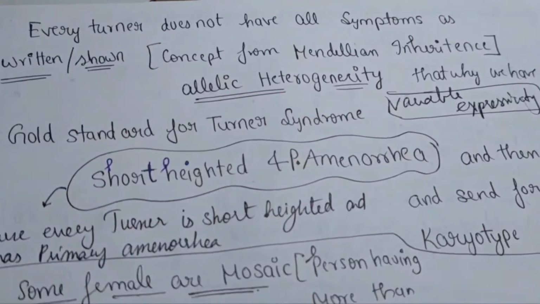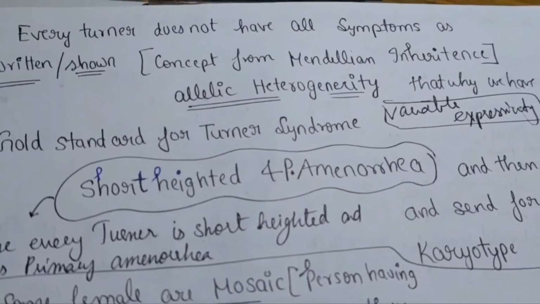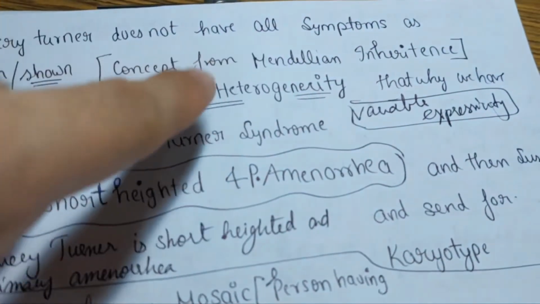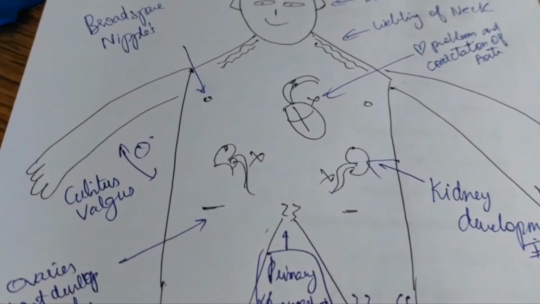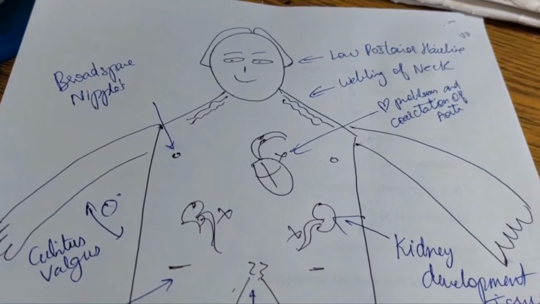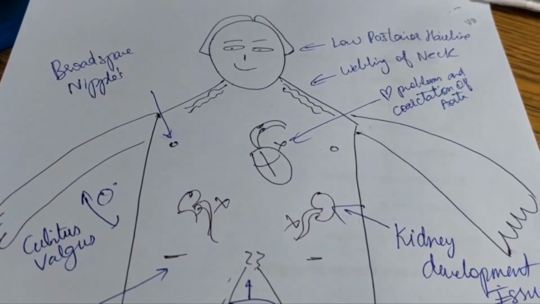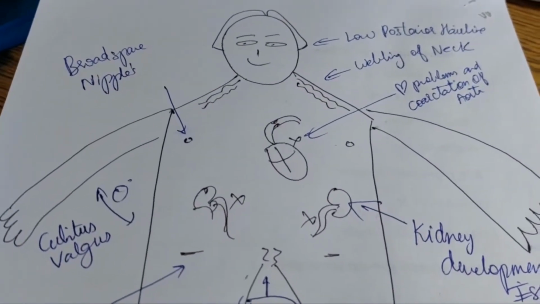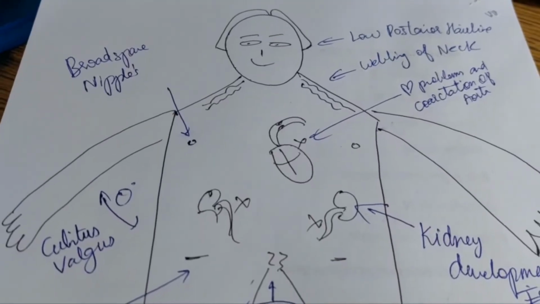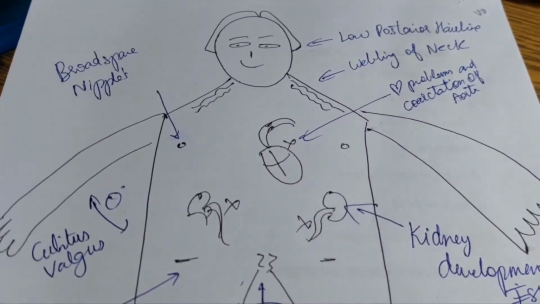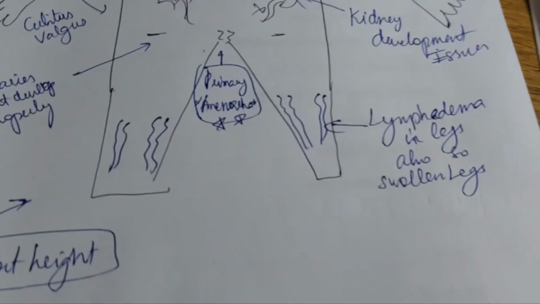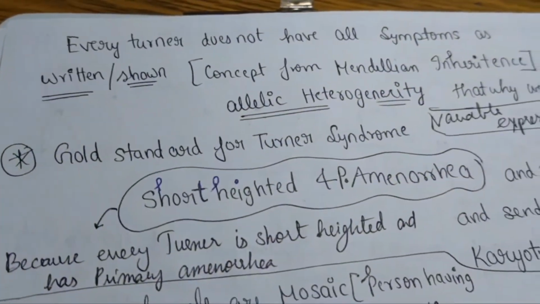And this is because all Turners don't exhibit all symptoms, because we remember the concept of variable expressivity which we discussed in Mendelian inheritance, according to which people with the same disease may express it with different severity, different manifestation, and at different onset of age. That is the concept of variable expressivity, which can be seen even in Turner patients.